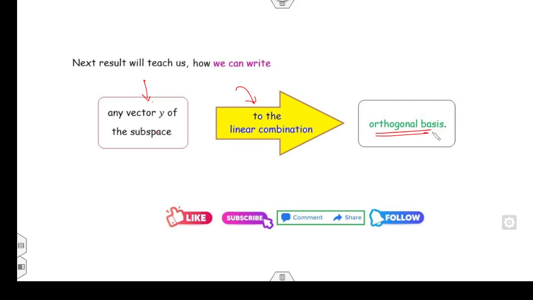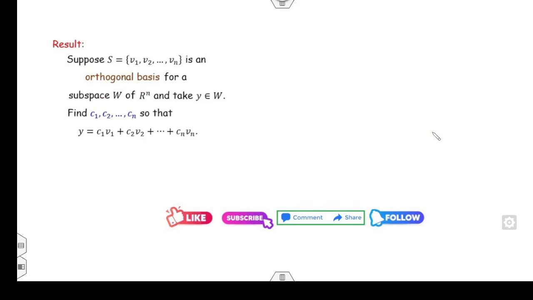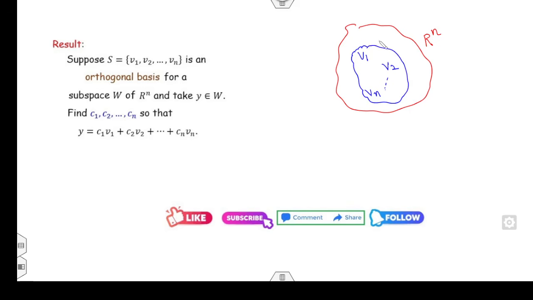That's a very, very important concept. That means if you consider any elements, say this is my vector space Rn, fine. If you take v1, v2 up to vn, this is my set S. Suppose S is an orthogonal basis of the subspace W of Rn. If you take any element y of W, then you can write y as a linear combination of v1, v2 and vn. So my target is to find the values of the ci's.